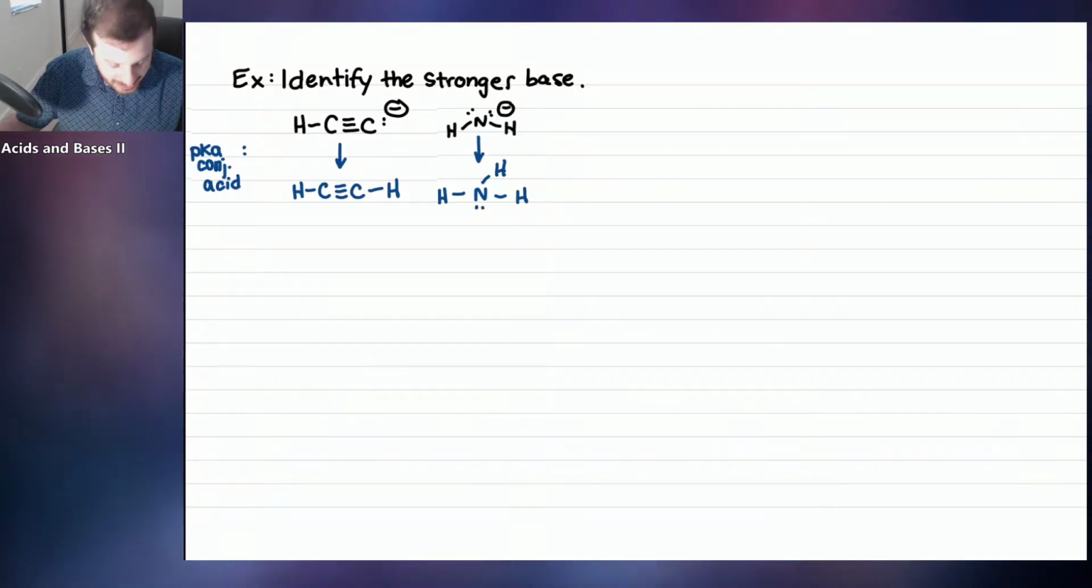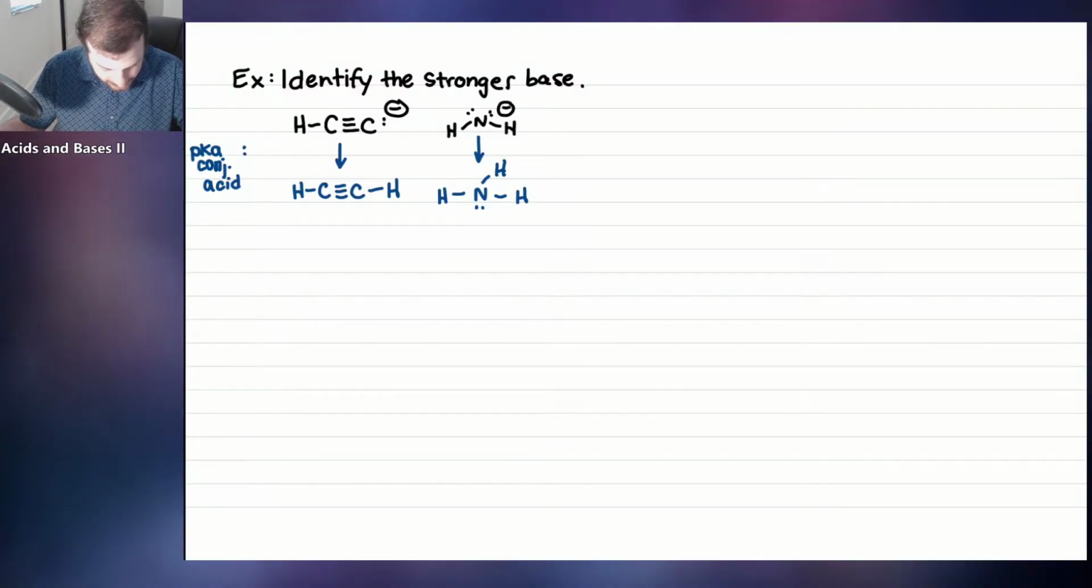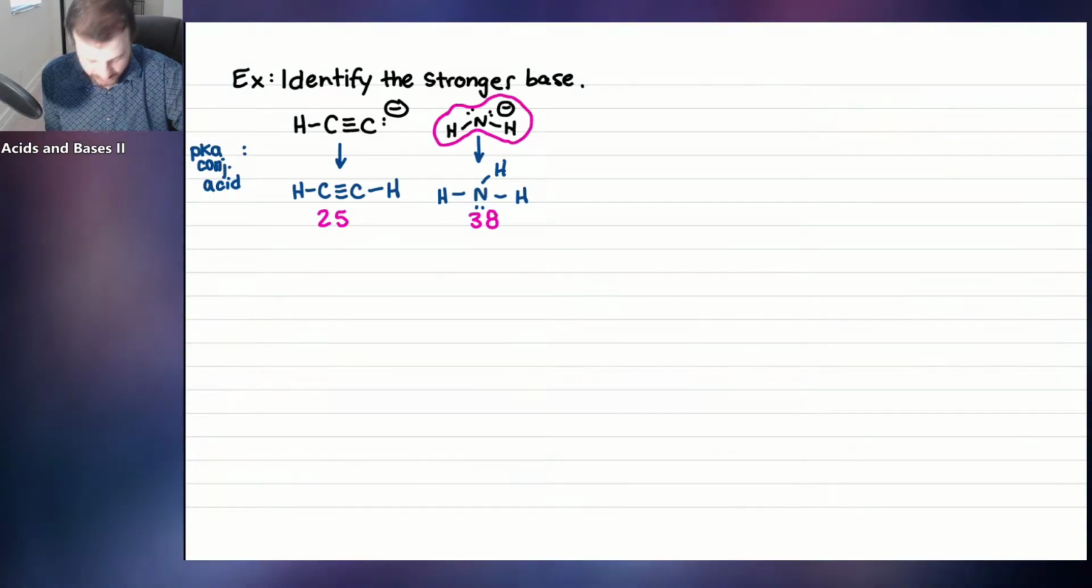Now we can look at the pKa table, and we find the pKa of an alkyne is 25, and the pKa of an amine is 38. That's what we've created now. Whoever has the higher pKa is going to be our stronger base. So since the amine has a pKa of 38, versus 25 for the alkyne, the deprotonated amine is the stronger base.